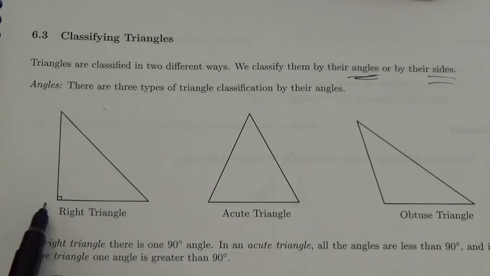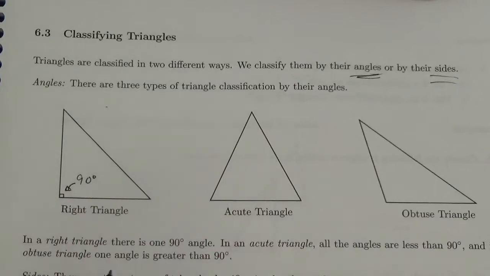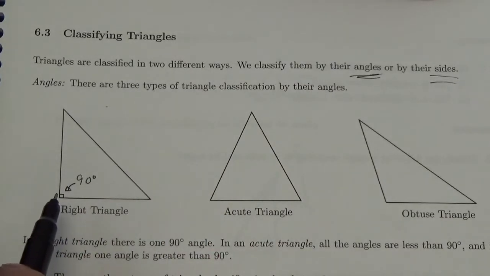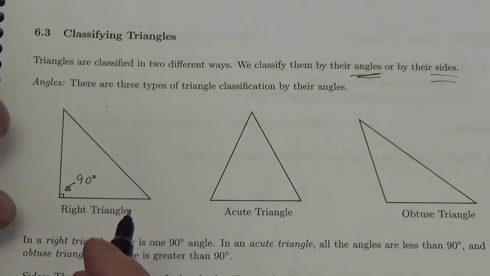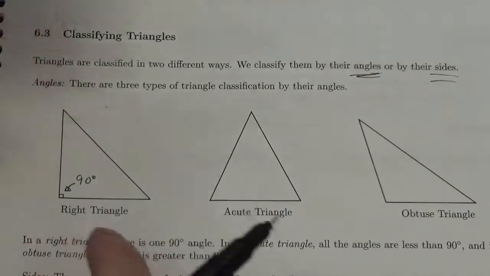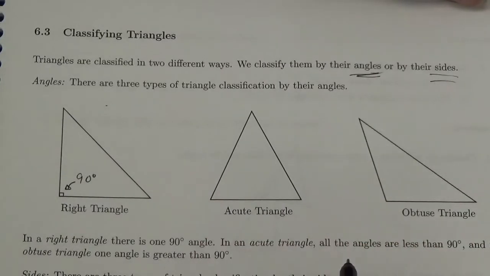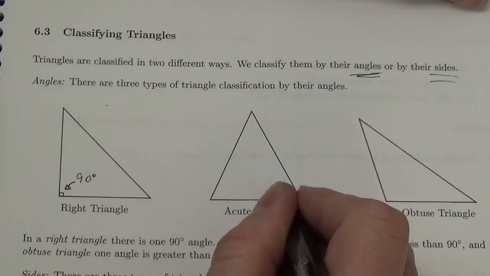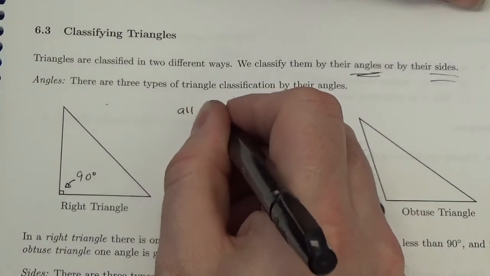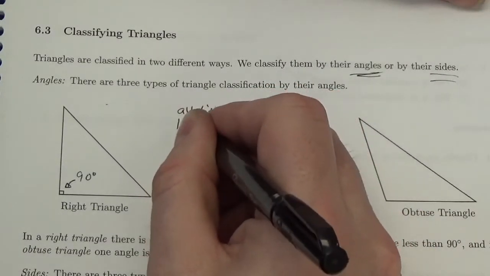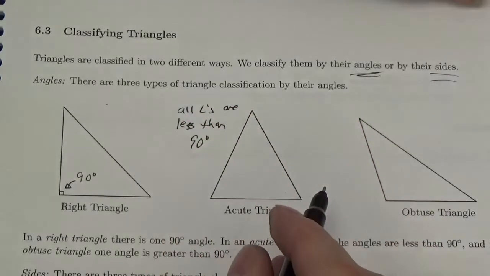You could have a right triangle, in which case you've got a 90-degree angle somewhere in the triangle. It's usually marked off by that little square. You would have seen that, because anytime you talk about the Pythagorean Theorem, you have to find that angle in that triangle first. You could have an acute triangle, where each one of these angles is less than 90 degrees. So all angles are less than 90 degrees.